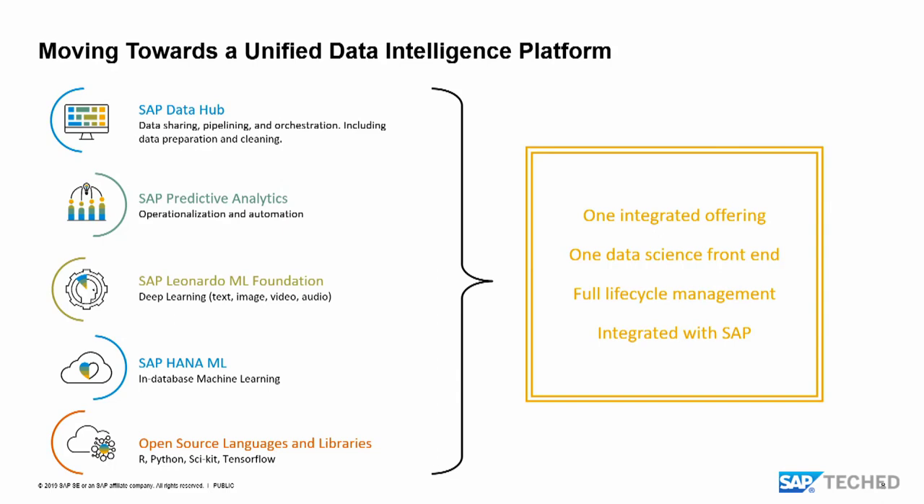But what is missing on this list, and this is the additional value we would like to bring for the developers who develop the intelligent applications, is the whole part of the life cycle. The life cycle over the development artifacts, data sets, experiments, models, all those artifacts have to be managed and versioned. And this is what we are currently developing on top of Data Hub. So in summary, our goal is to provide one integrated offering with one data science front end and support the full lifecycle management. And of course, at SAP, our USP is always that it should be integrated with SAP products.